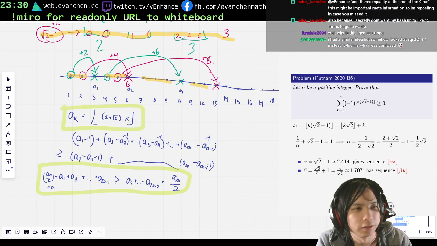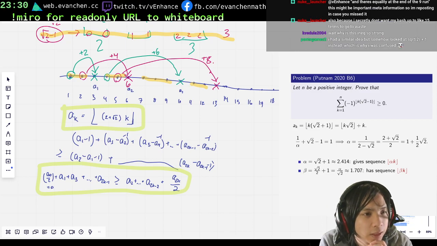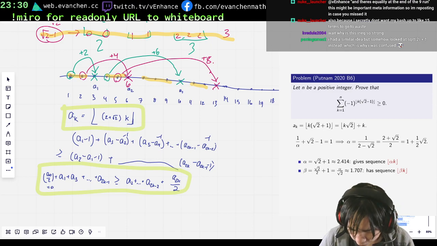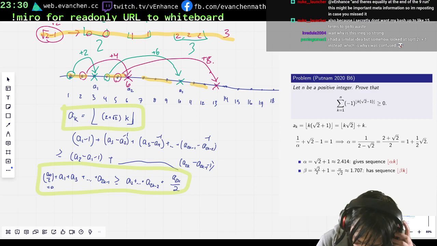Why is this inequality so strong? Well, yeah, I think square root 2, I think we're right, and like 2 plus root 2 or just square root 2 is the right thing. In fact, actually, if I'm looking at this, the colored inequality here, it feels like we should just take out the 2k part, right?